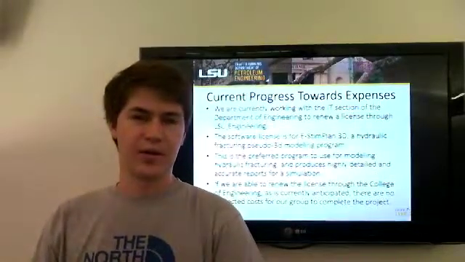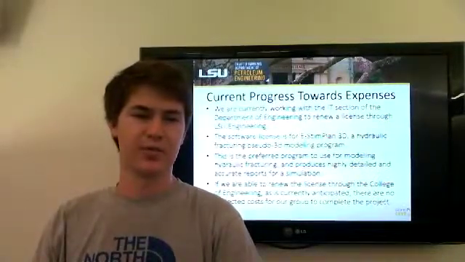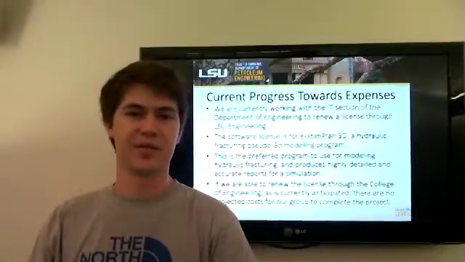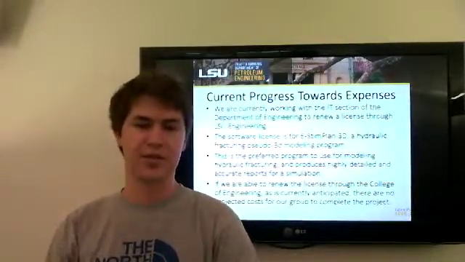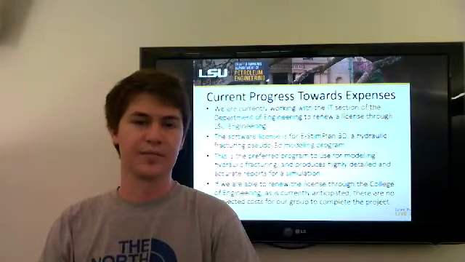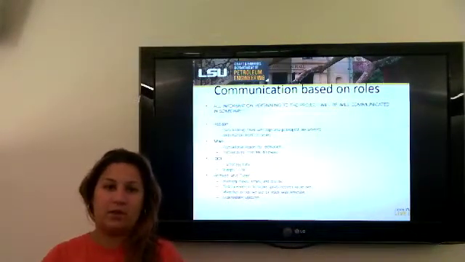The reason we aren't claiming that as a cost in our budget is that the college would renew the license anyway. It's just a matter of speeding things up. So as long as that goes through smoothly, we still anticipate no costs for our project. All information pertaining to the project will be communicated in some way.